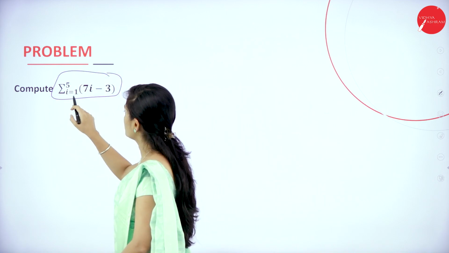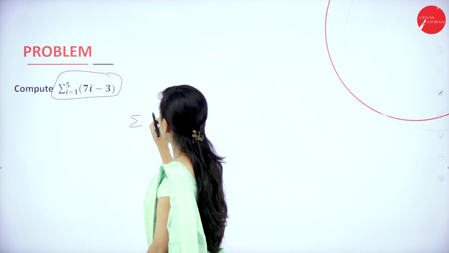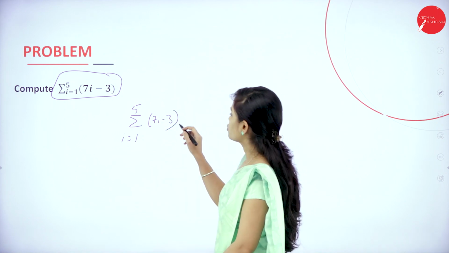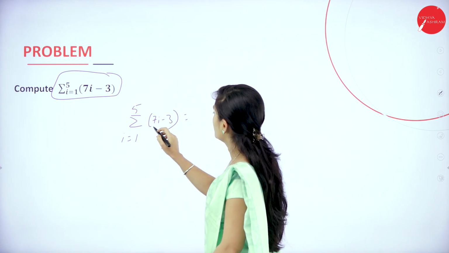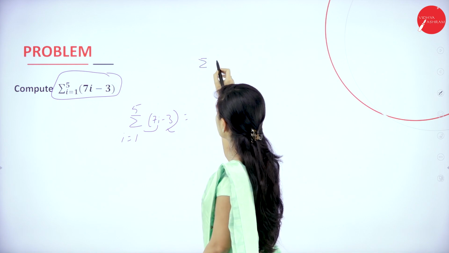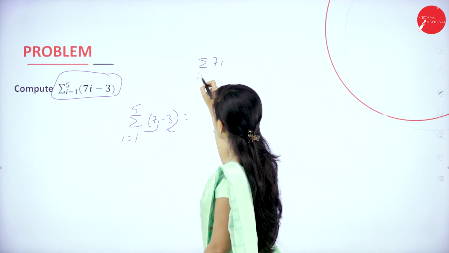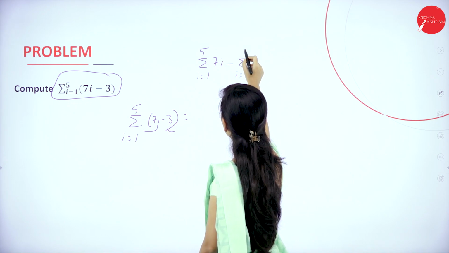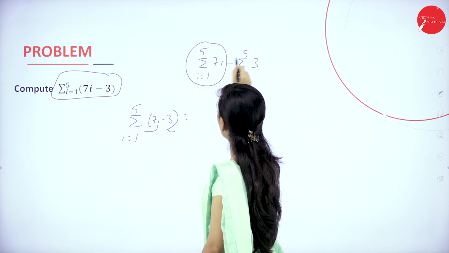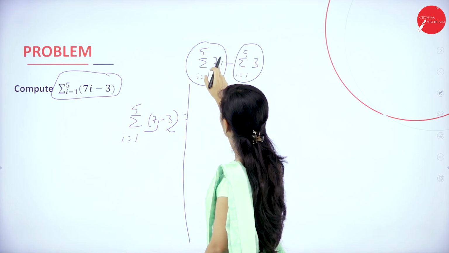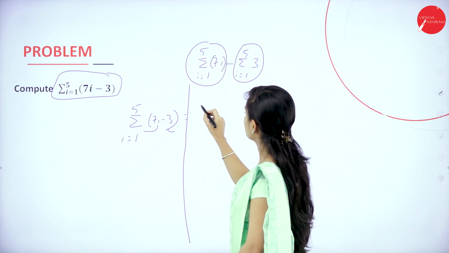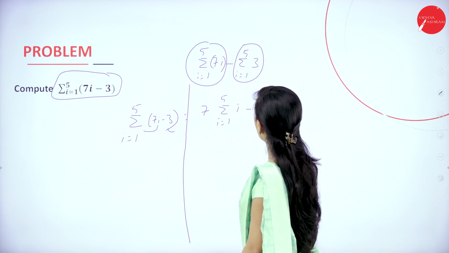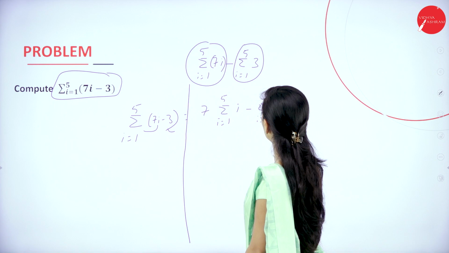And the next problem: compute sigma of 7i minus 3, i is equal to 1 to 5. We have two terms, so I'll simplify this as first term and second term. So sigma 7i, i equals 1 to 5, minus sigma 3, i equals 1 to 5. First I will simplify the first term and then the second term. We have 7 into i, so 7 I'll take outside.